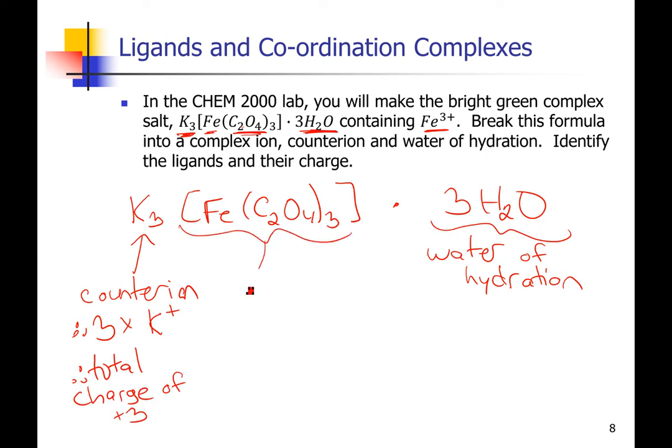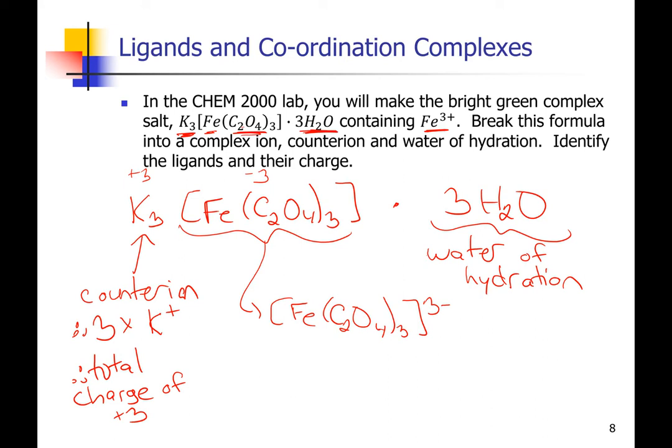Which means, therefore, that our complex ion, since the whole thing has to be neutral, if we're getting a +3 charge from our counter ion there, our iron complex has to have a -3 charge, so that the +3 from the potassiums and the -3 from the complex ion add up to the overall neutral charge. So that gives us the charge of our complex ion. The charge of our complex ion is -3.